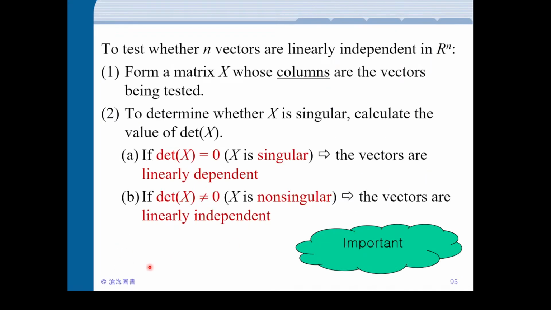Okay, so we have a way to test whether some vectors are linearly independent. We form a matrix from x, and then just calculate the determinant. If the determinant equals 0, x is singular, and the vectors are linearly dependent. If the determinant is not 0, x is non-singular, and they are linearly independent. But once again, this only works when you have n vectors, and we'll talk about what to do when you have more than n vectors.